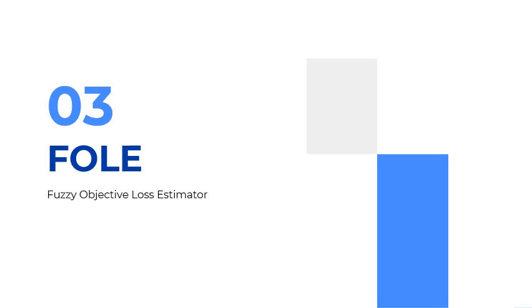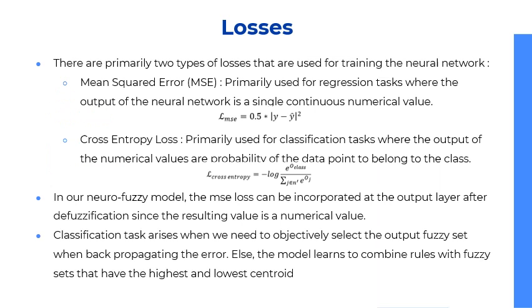Now let's come to the exciting part of the research, FOLE, a fuzzy objective loss estimator. There are primarily two types of losses, MSE and cross-entropy loss. MSE loss is used in a regression setting where the output is a numerical value, while the cross-entropy loss is used in a classification setting where the output is a class. The MSE loss function can be incorporated in the last layer of the model architecture to calculate the disparity between the actual and the predicted values from the defuzzification. The cross-entropy loss function can be incorporated at the membership output layer. In this case, the neural network will be learning the possibility distribution of the output variable.